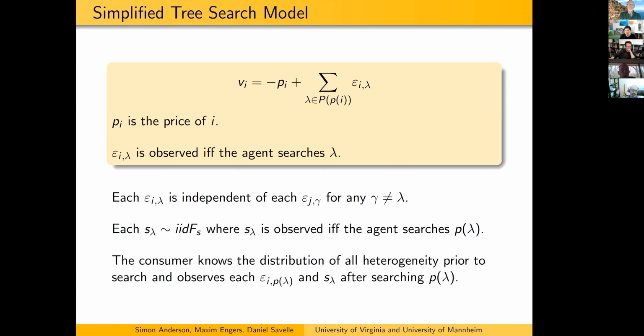Each search cost is going to be IID, but once again, this can be relaxed to allow for correlation and different structures. But the idea is each search cost is IID here. The consumer knows the distribution of heterogeneity prior to search and observes the exact values of the epsilon and the search cost when searching the appropriate node. So search costs are discovered at the parent node. The epsilons are discovered at the current node for all downstream options. And of course, you can shut down parts of this by just setting these epsilons to 0. So for example, you could think about a model where you're just updating search costs until the end.